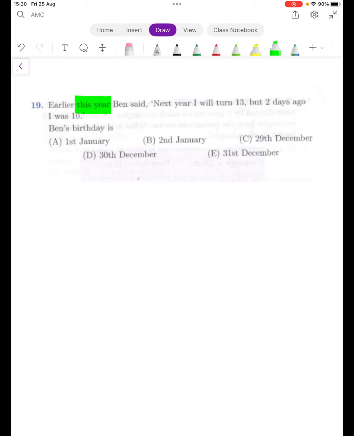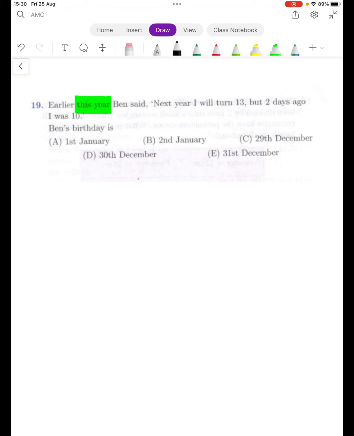This is a very interesting question. Earlier this year, Ben said, next year I will turn 13, but 2 days ago I was 10. That's a jump of 3 years. How is that possible?